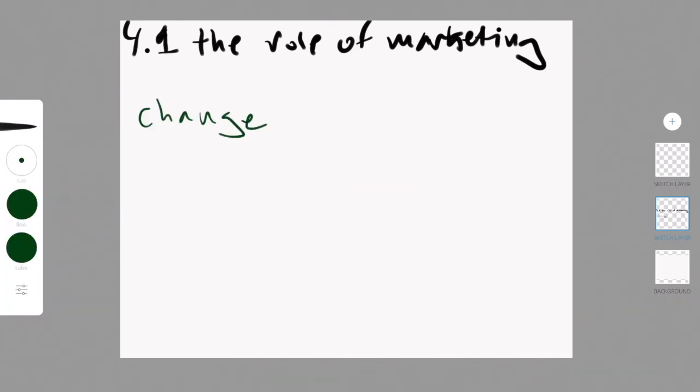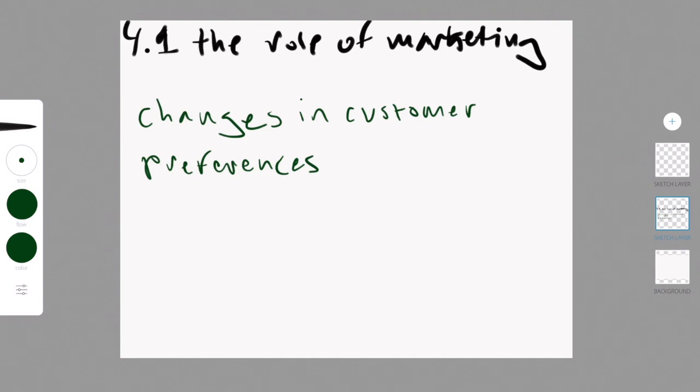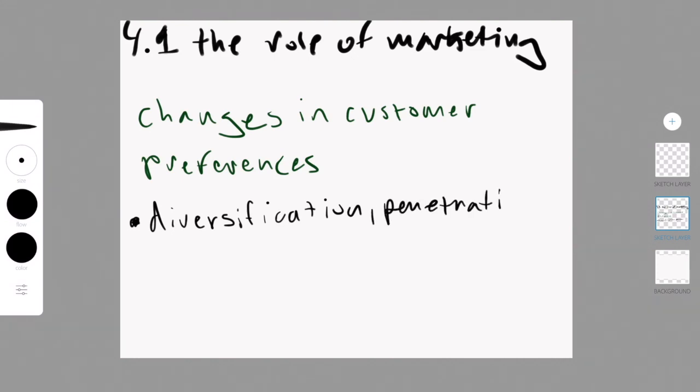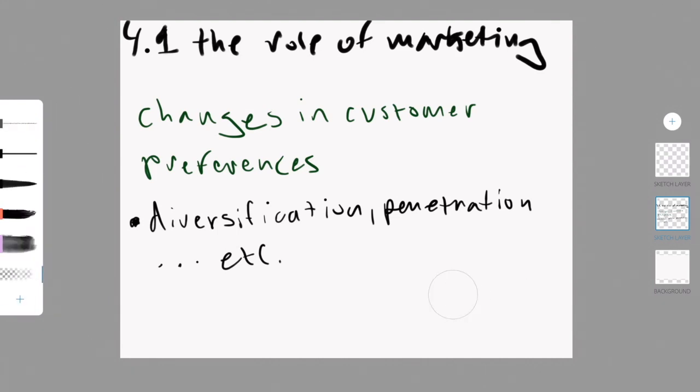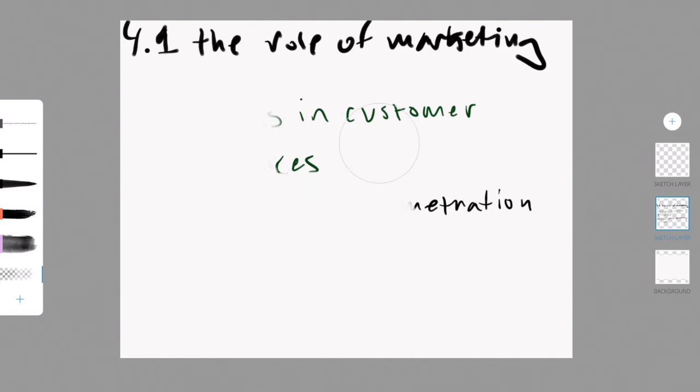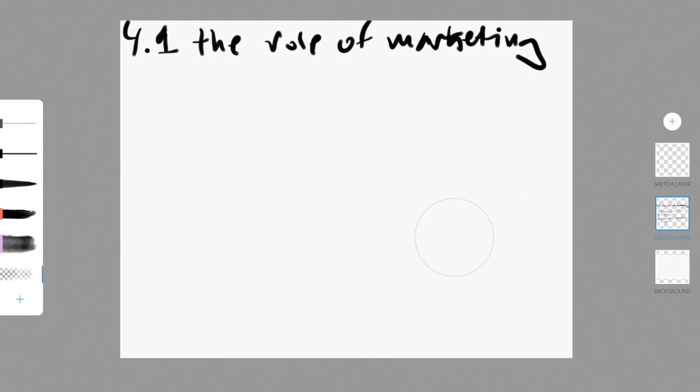So, change in customer preferences. What a company needs to remember is to keep a lookout for what the customer's preferences are and how they change over time. For instance, maybe customers want to only buy animal friendly products or environmentally friendly products, and so on and so forth. And companies have to start adapting to this because otherwise they might fail, lose all their money, go bankrupt, and so on and so forth. Ways to change your marketing strategy would be to look at the Ansoff model and do one of those. So that would be diversification, penetration, and market development or product development.